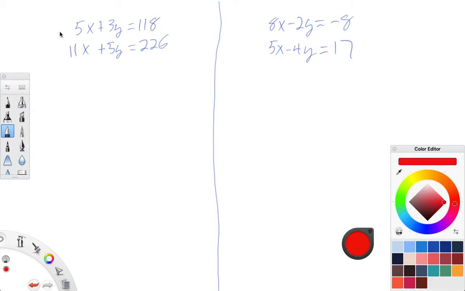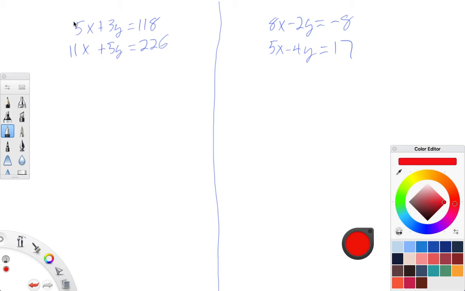Okay, so you've already solved these, so you know how to do this, right? Okay, so this is kind of a hard one, right? 5x plus 3y equals 118, 11x plus 5y equals 226. Nothing really cancels out right now. But we can do whatever we want to these as long as we do it to both sides of the equation.